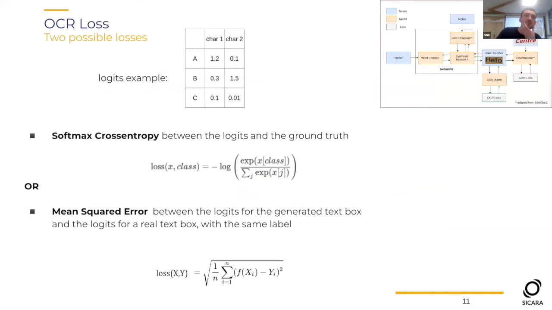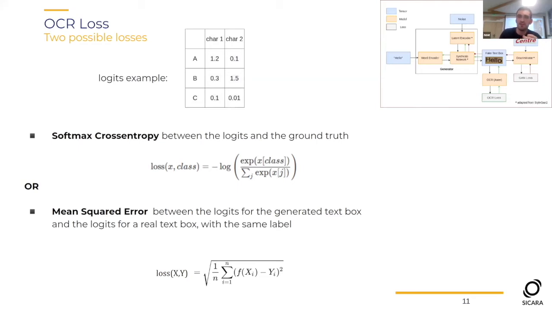We have two possible losses for the OCR loss. The first one is softmax cross entropy, which is computed between the OCR's output logits and the ground truth. The other one is a mean squared error, which works a bit differently. To use this loss, we need the real text box to have the same text as the generated text box. We then infer both the real and the generated text boxes in the OCR and compute the mean squared error between the two logits.